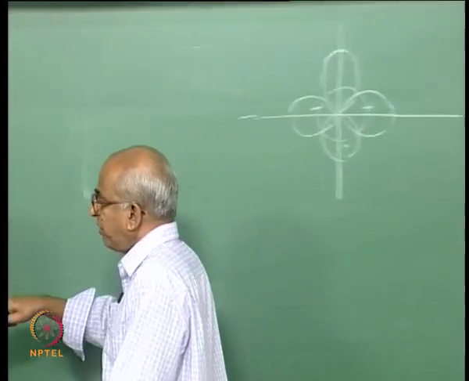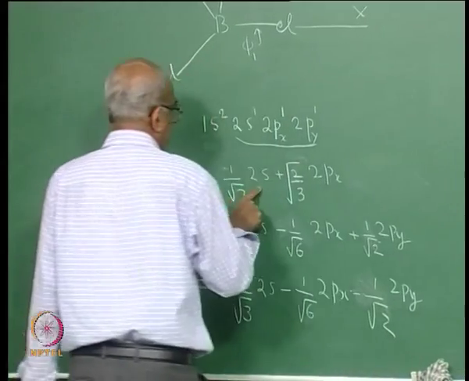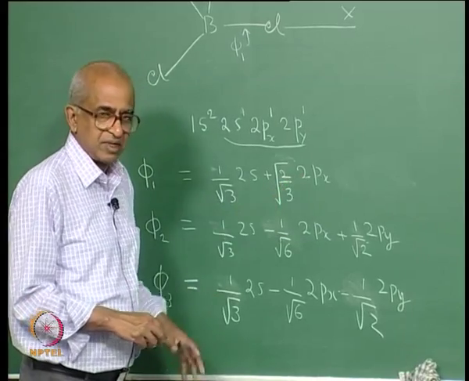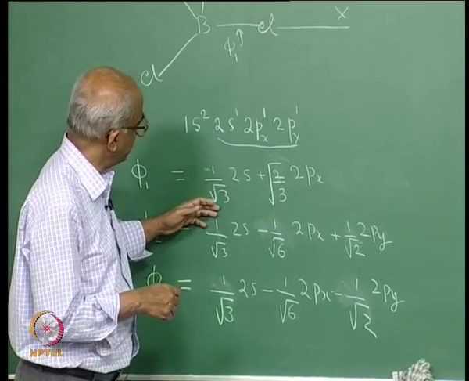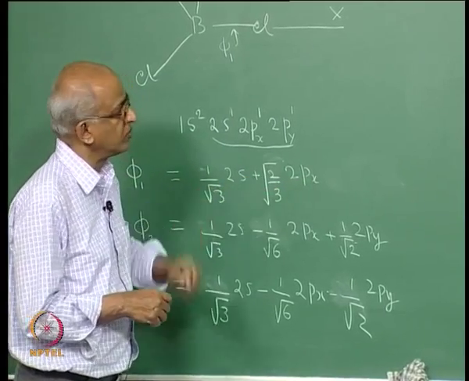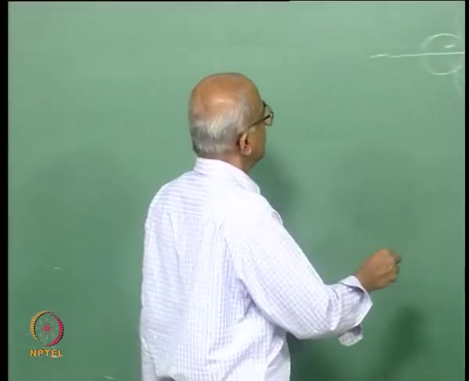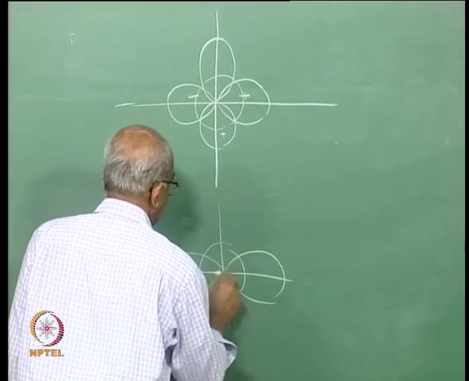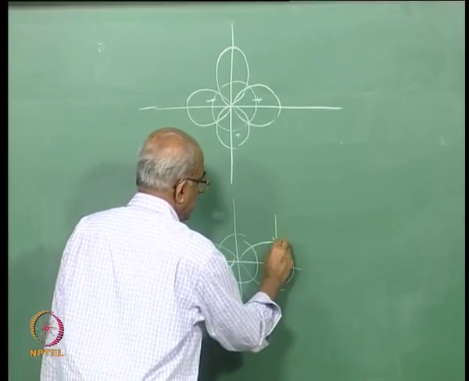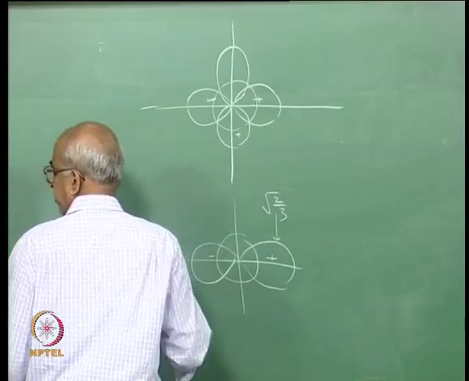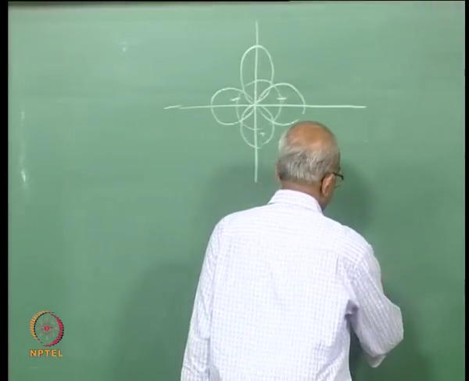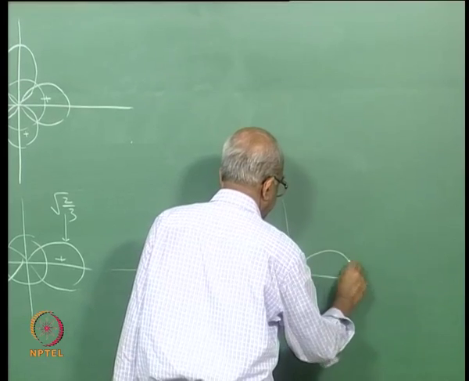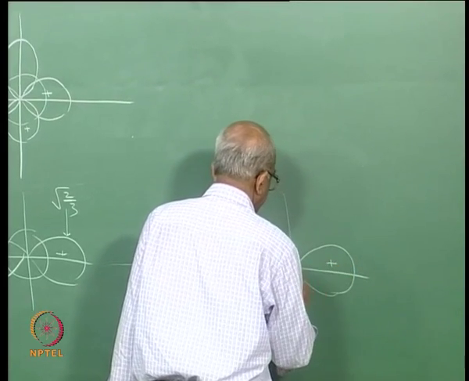But to get the first hybrid orbital, what should I do? I take 2s multiplied by 1 by square root of 3, and add to it 2px multiplied by square root of 2 by 3. You multiply 2px by square root of 2 by 3 and 2s by 1 by square root of 3, add the two up, what is the result? The result is simple. You will get a hybrid orbital which actually points in the x direction. This lobe will be positive, that lobe will be negative.